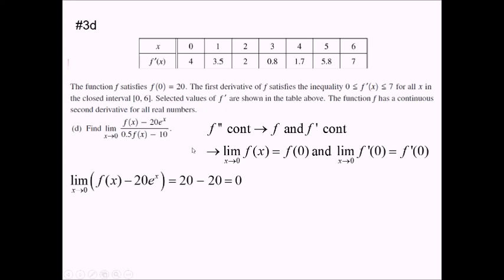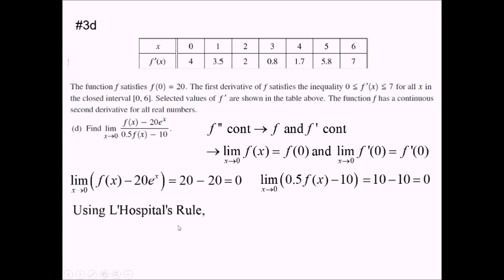We also need to look at the limit of the denominator. Again, this is really just 0.5 times f of 0, which is going to be 0.5 times 20, which is 10. Subtracting 10 from that also gives us 0. Since these are both 0, we can now use L'Hopital's rule, which basically means that this limit is going to equal the limit of the derivatives of the numerator and denominator. And we know the derivatives are going to exist for f because f is differentiable because f double prime is continuous. So we can rewrite that limit now.